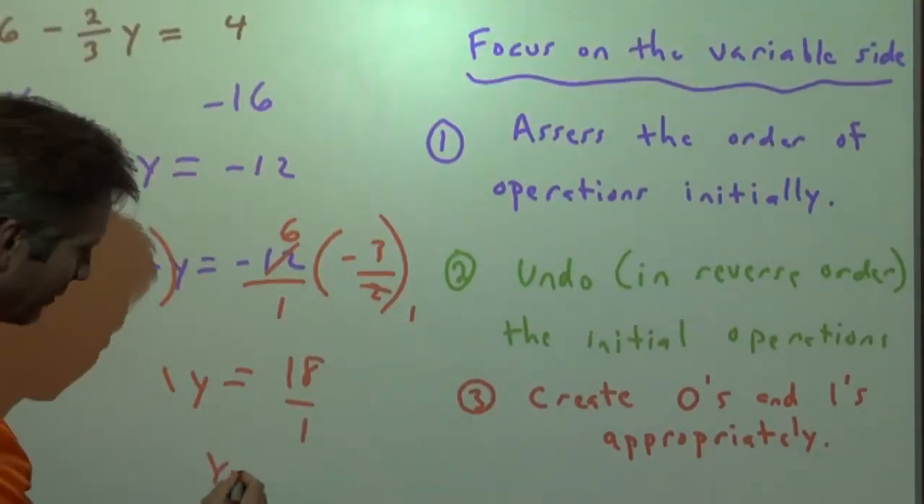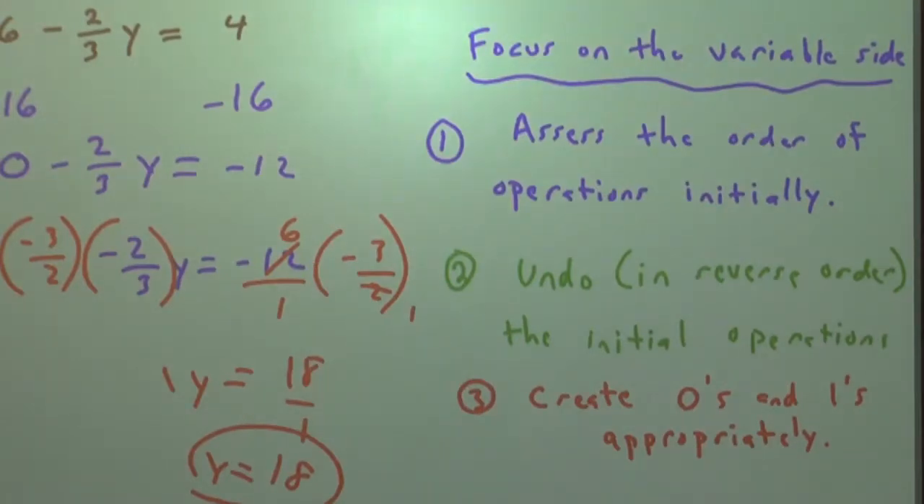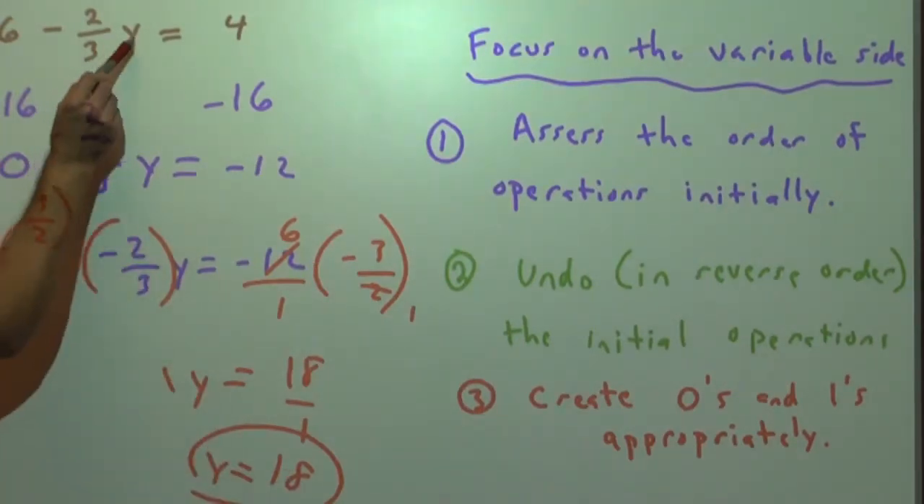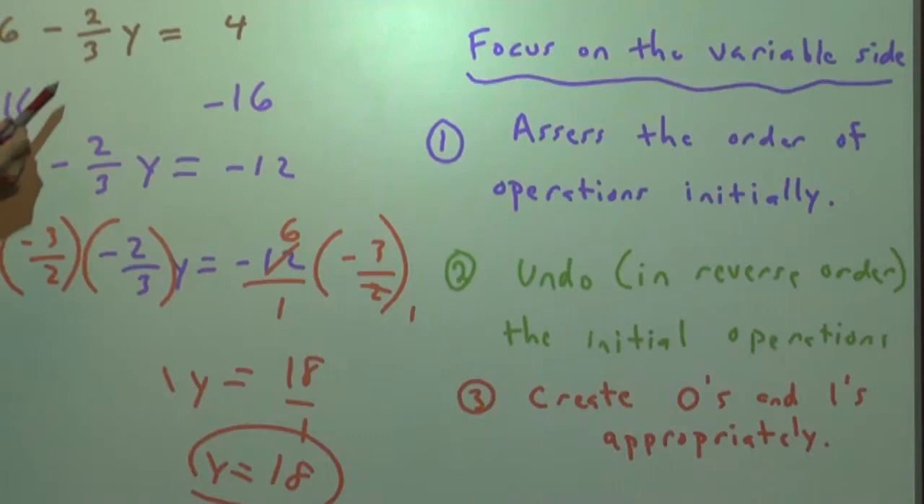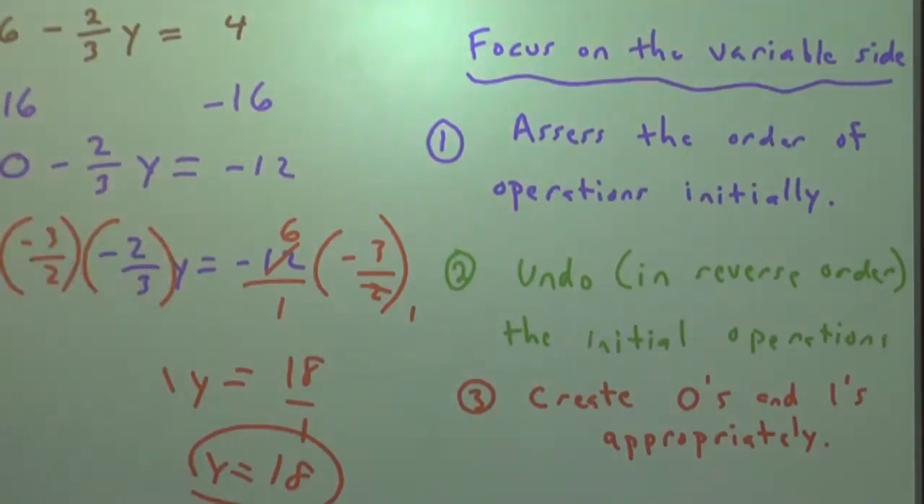But this then means that y is equal to 18. Now we can always know our answer is correct on a test or whatever by putting that value back into the variable to see that it works, and indeed it does. I want to point something out very important, and it's right here.